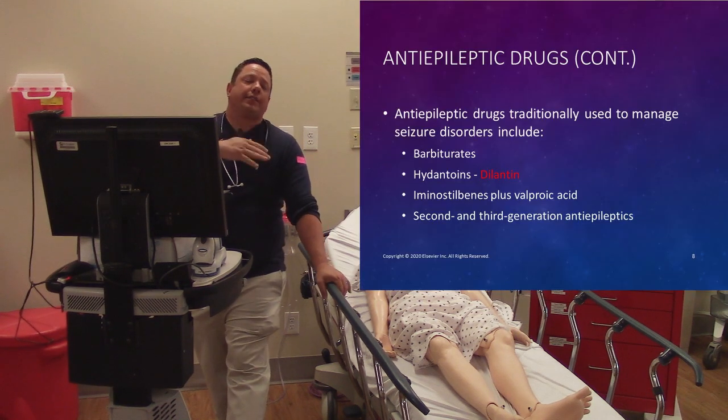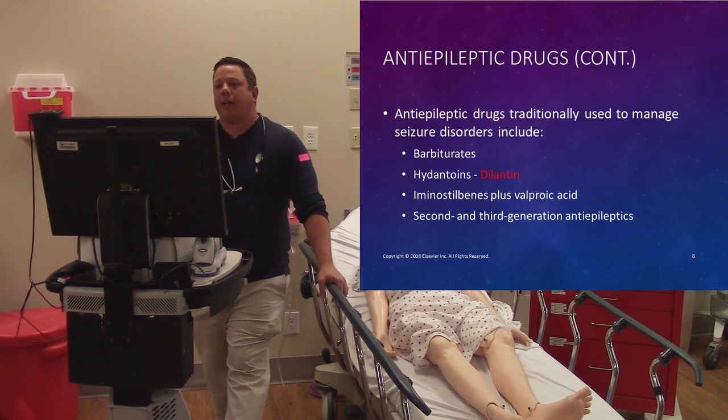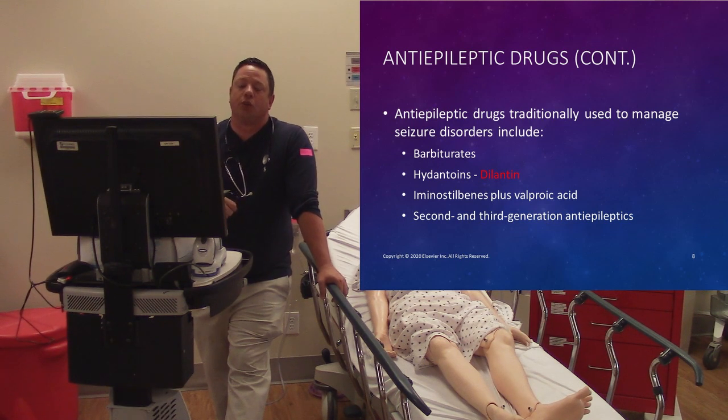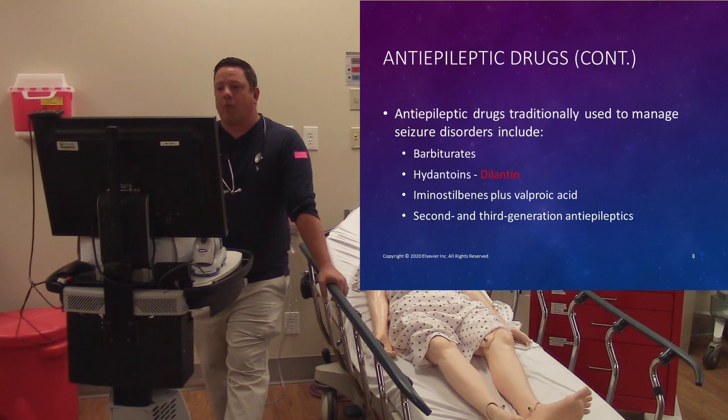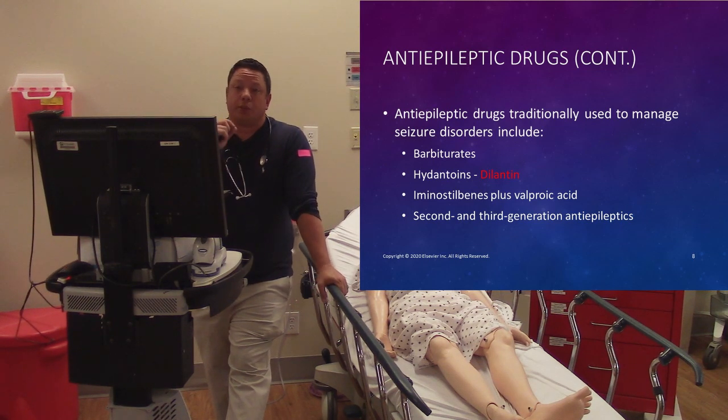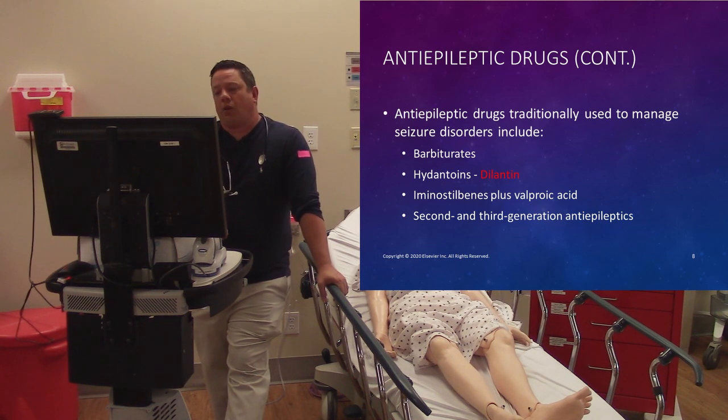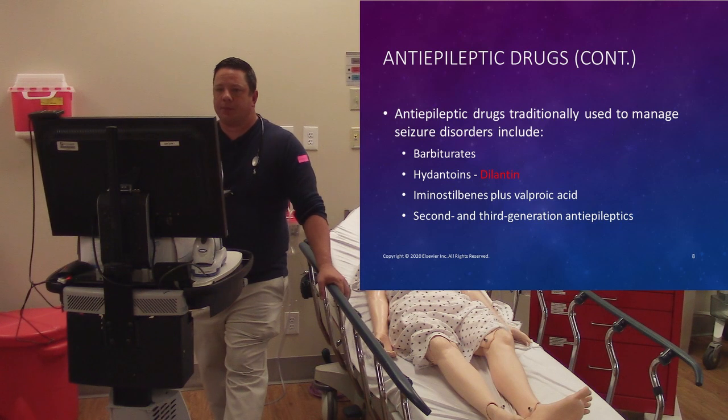So moving on in our anti-epileptic chapter. Anti-epileptic drugs traditionally used to manage seizure disorders include barbiturates, which are your CNS depressants, like phenobarbital, hydantoins, which is going to be your DILANTIN. That's one of the ones that I've been talking about. And then also valproic acid. Valproic acid does treat seizure disorders quite a bit, but it can also be given for bipolar disorder as well. And then you can have second and third generation anti-epileptics.